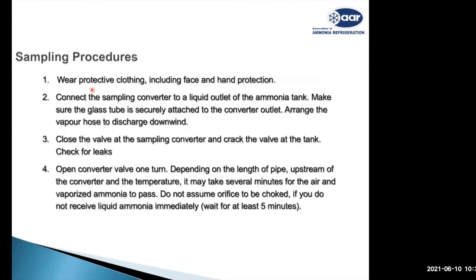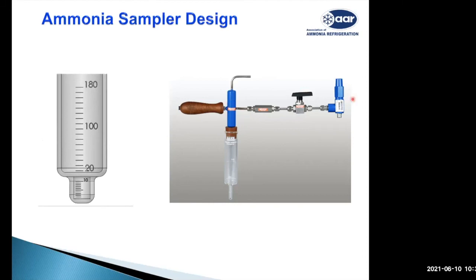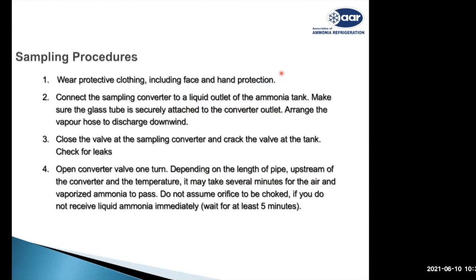So what is the procedure? Make sure that you wear all the protective clothing, PPE kit, face shields, and head protection. Connect the sampler to the outlet of the ammonia tank. Make sure that the glass tube is securely attached to the outlet. It means that this is a totally assembled unit. You connect this point to your sampling point, and this vent point is taken further away.